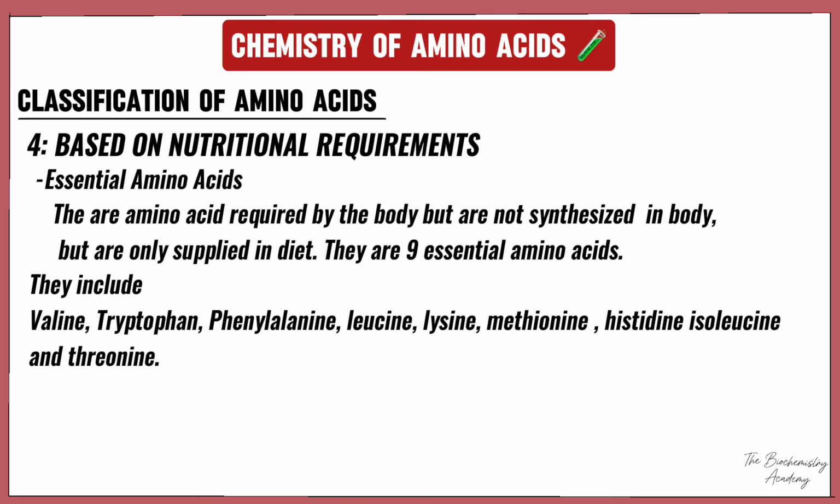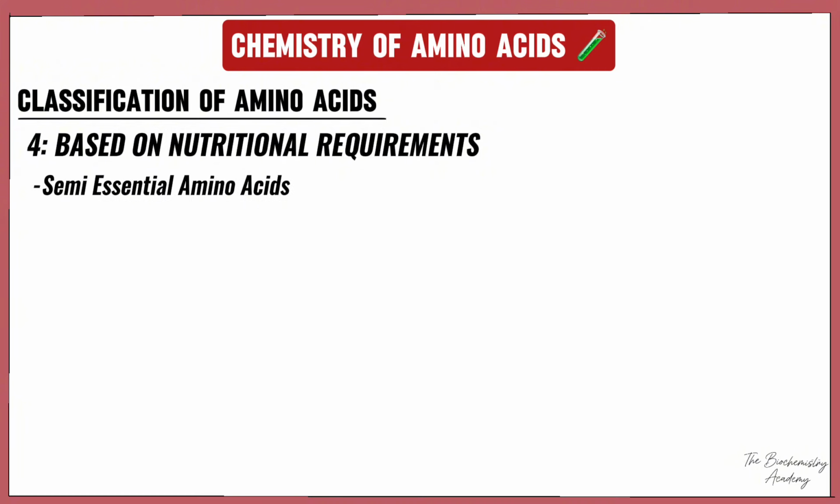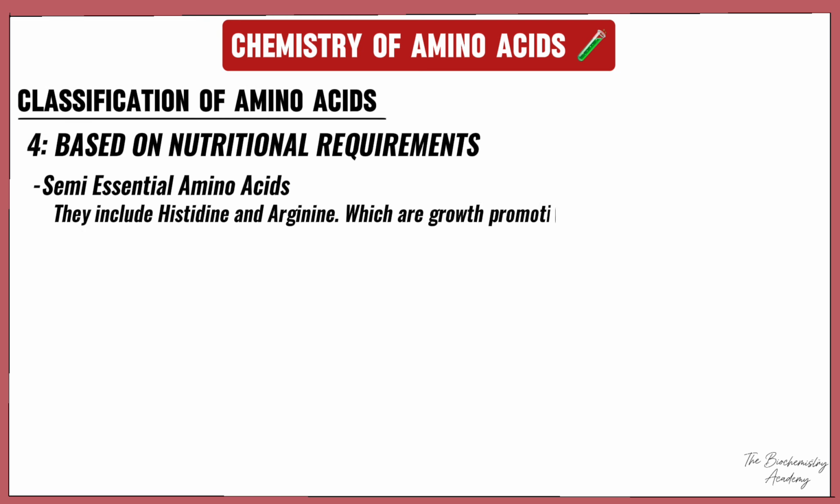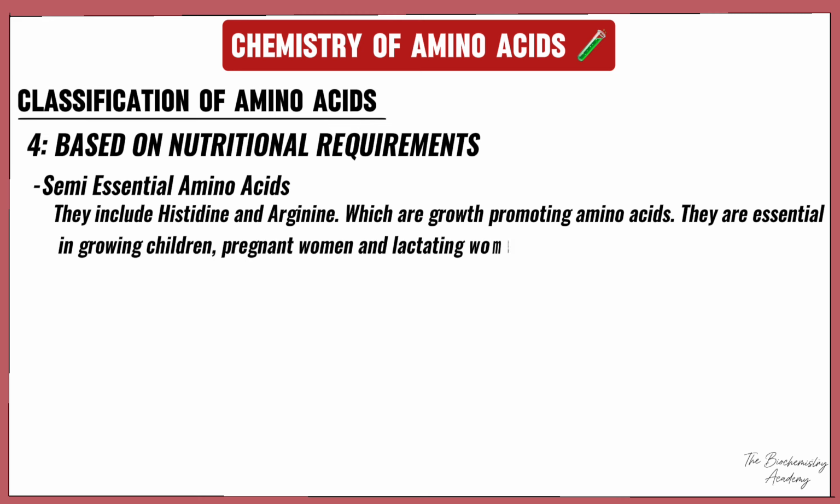Now, you can be creative and make a mnemonic that will make it easier for you to remember these essential amino acids. In the semi-essential amino acids, there are 2 amino acids, which are histidine and arginine. They are growth promoting amino acids. They are essential in growing children, in pregnant women, and also in lactating women. They are slow to be formed in the human body.